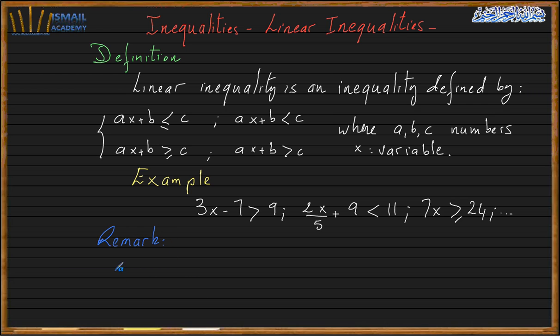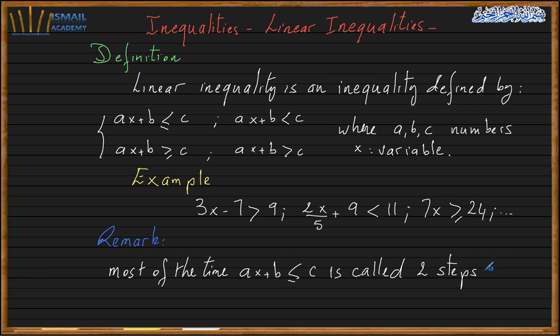So ax plus b is less than c, or any one of them, is called a two-step linear inequality, because we need two steps to solve for the solution.